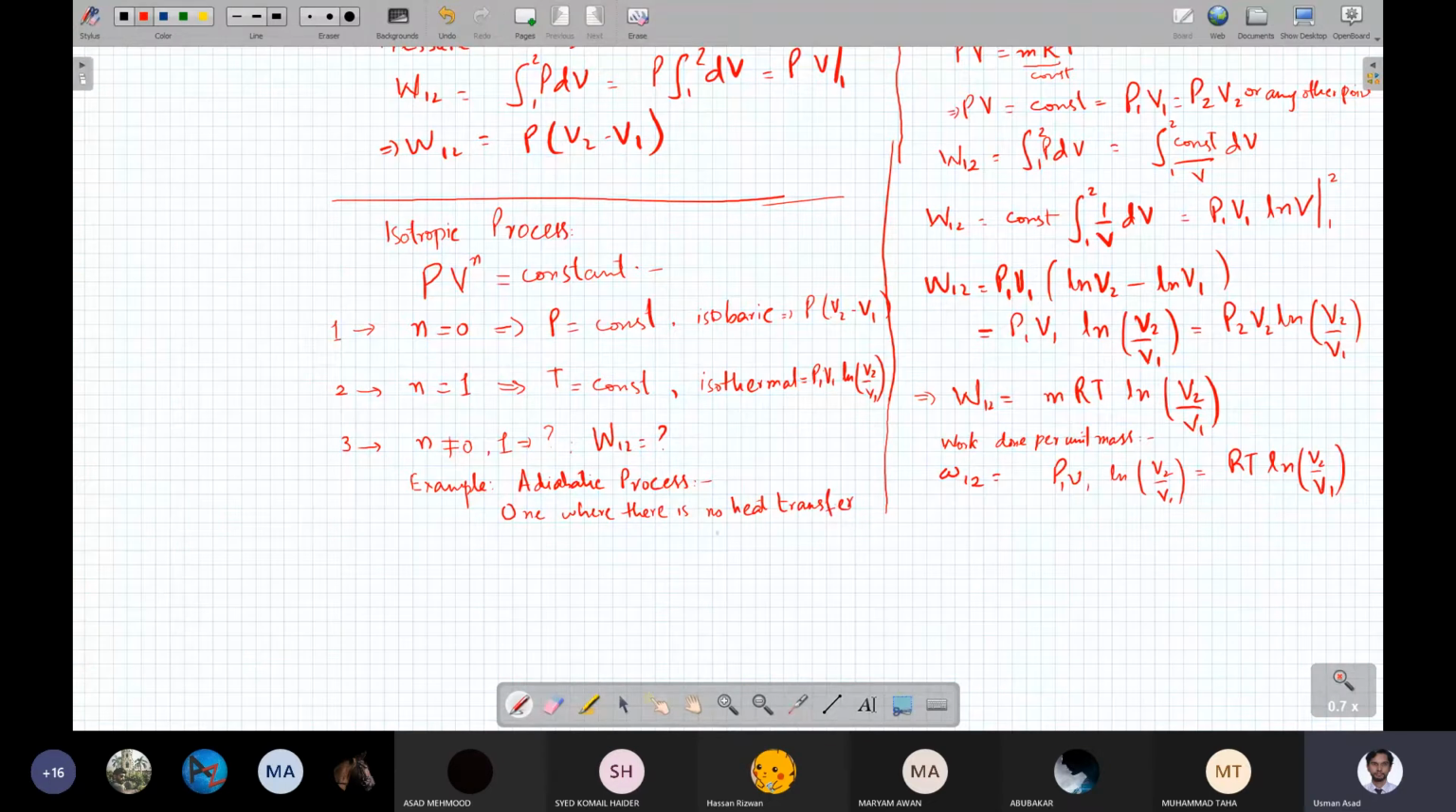ये इतना लंबा लिखने की जरूरत ही नहीं थी. नो हीट ट्रांसफर, ठीक है? सो आइसोबारिक में प्रेशर कांस्टेंट था, आइसोथर्मल में टेम्परेचर कांस्टेंट था, एडियाबैटिक में देयर इज नो हीट ट्रांसफर.